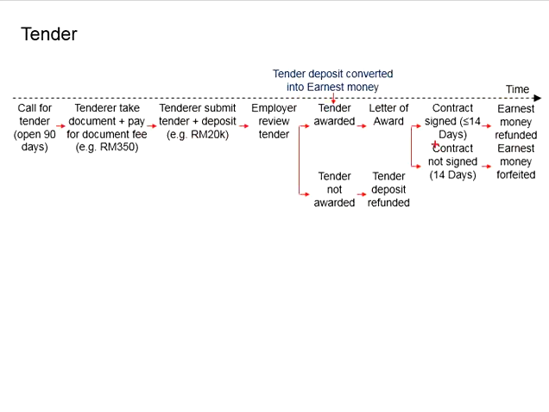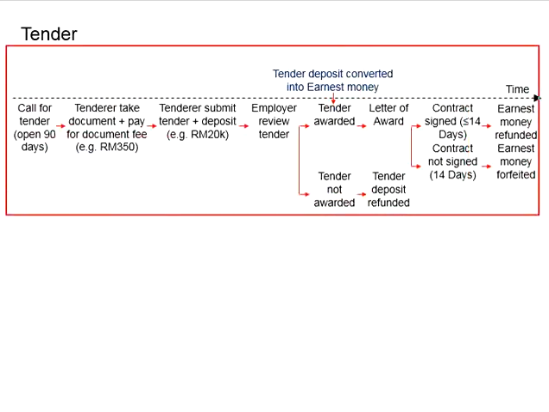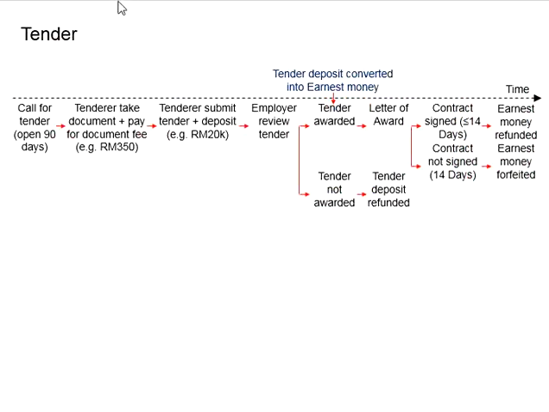However, if the contractor chooses not to enter the contract with the employer and it has exceeded 14 days, this earnest money will be forfeited, and the employer can call for somebody else to carry out the work. This is the tendering process which occurs before the commencement of the work.